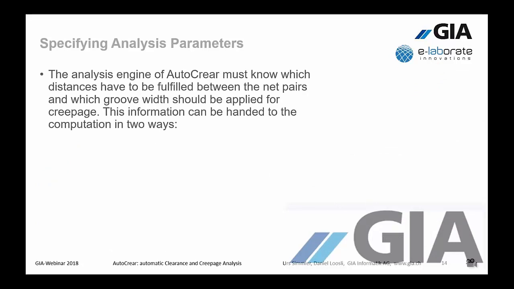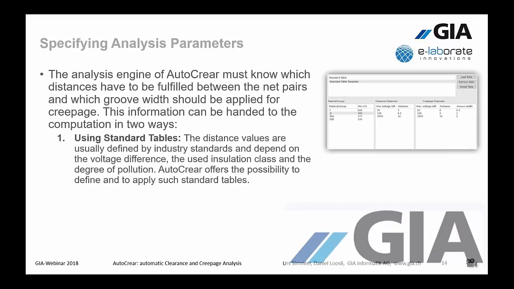Then when you have defined all the nets, you are defining some parameters. You're bringing in, let's say, the regulations, the safety regulations. What are the distances required for a specific voltage difference? That can be easily done in AutoCrear with a standard table. In the background, under the hood, there is an Excel file for that. If you would like to change the Excel file, you can do it over that one.